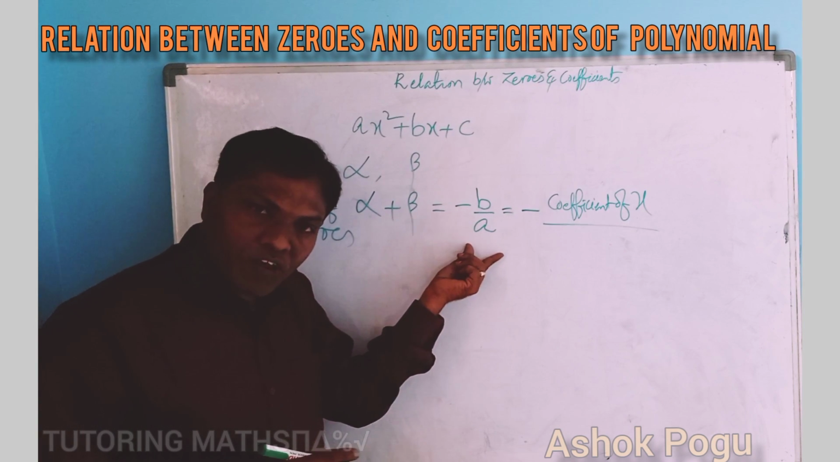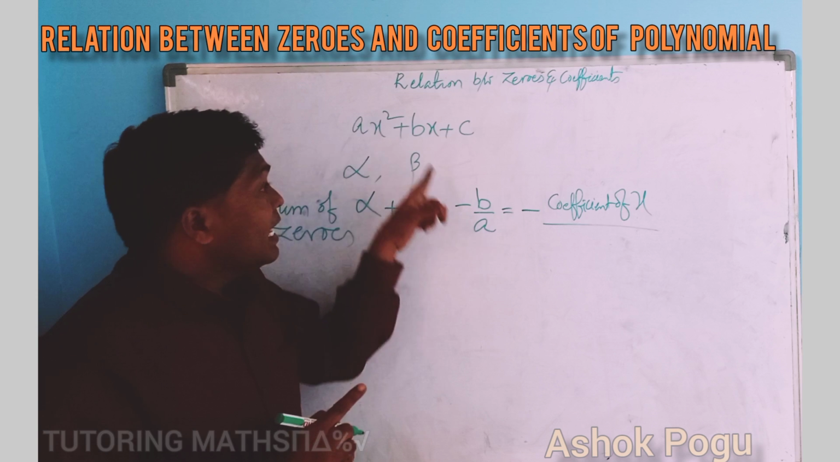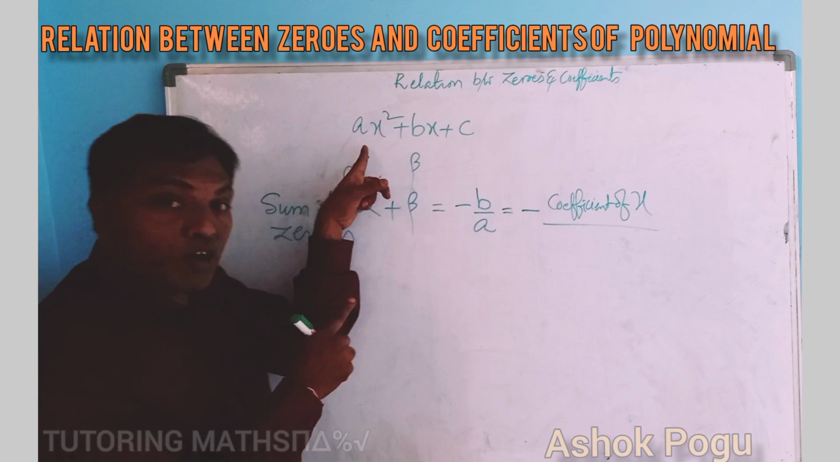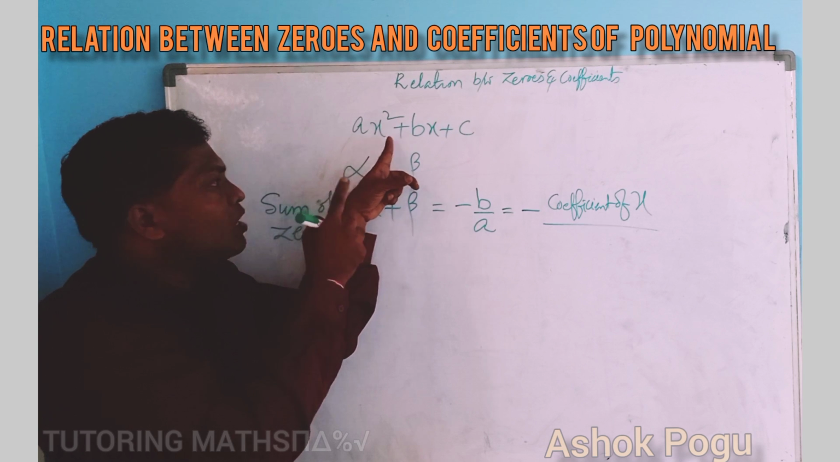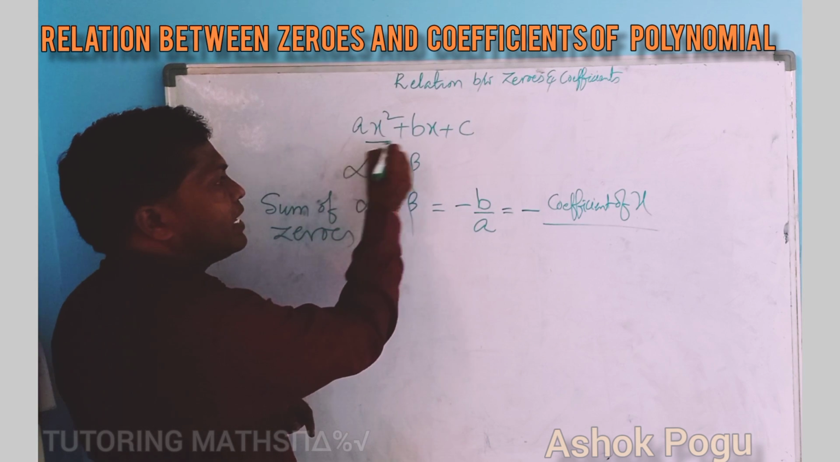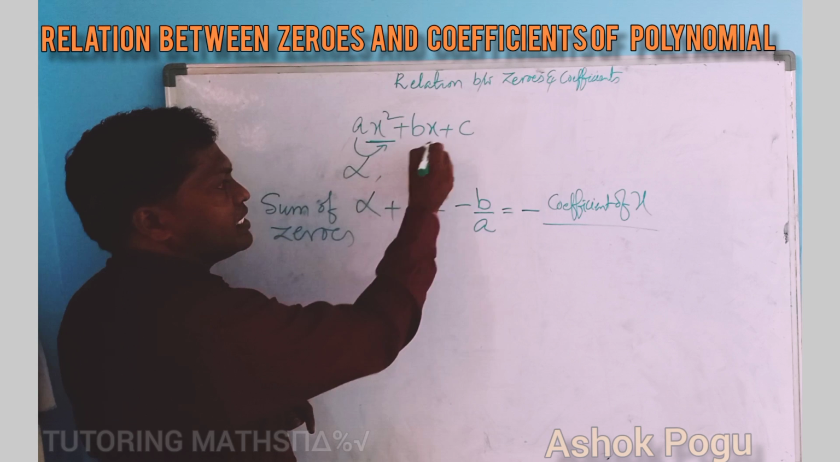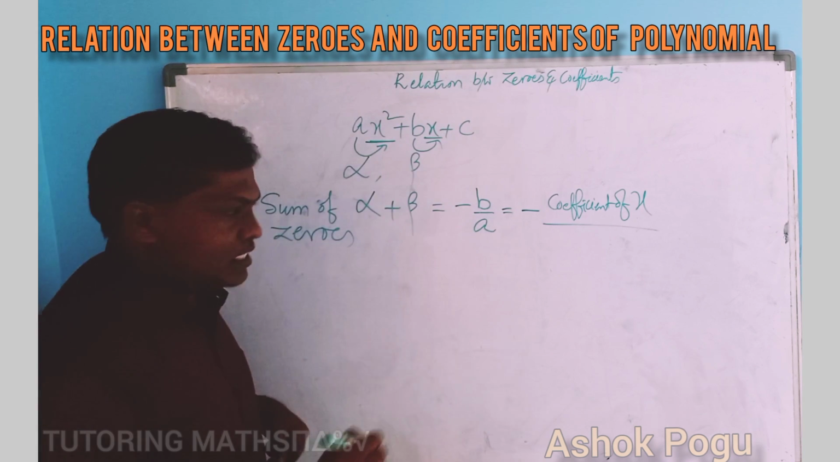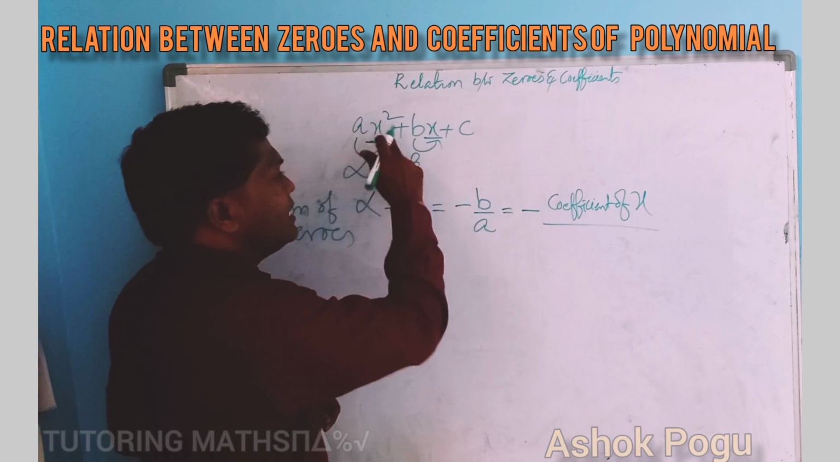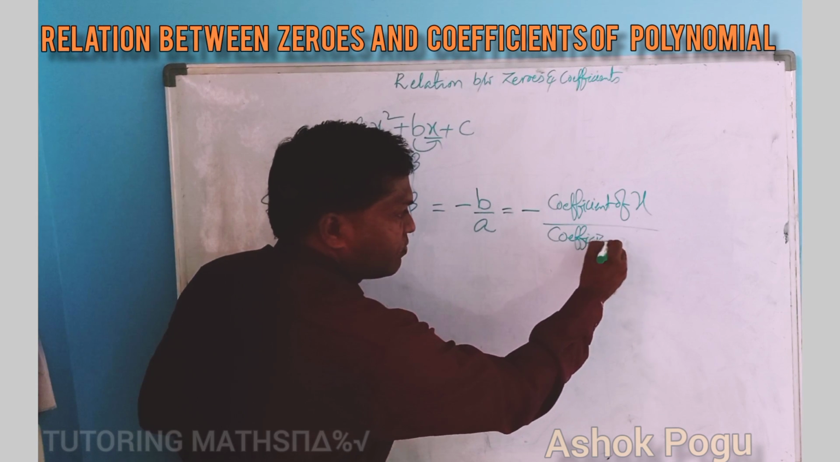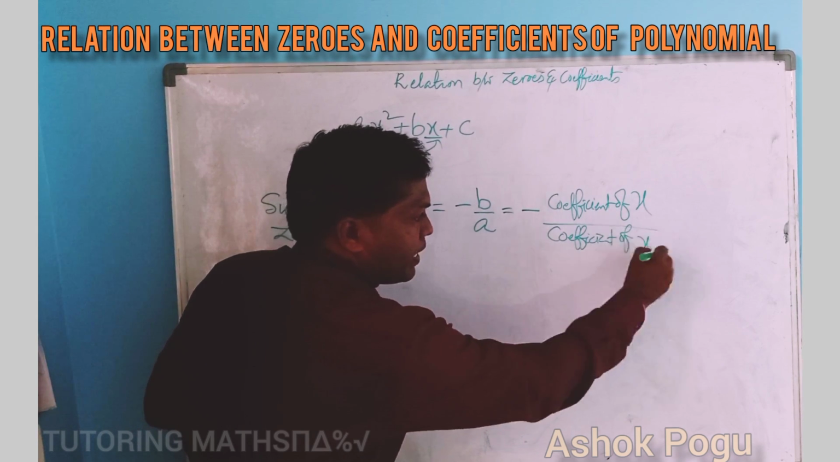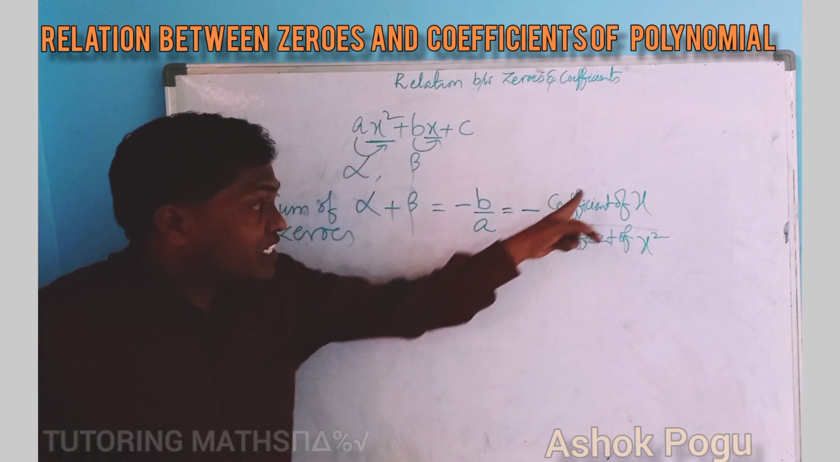What is the denominator of the formula? It is a. What is a? Just observe the quadratic polynomial. Here a is the x square coefficient, that is the coefficient of x square. This is the x coefficient. So you can say that a is the coefficient of x square.